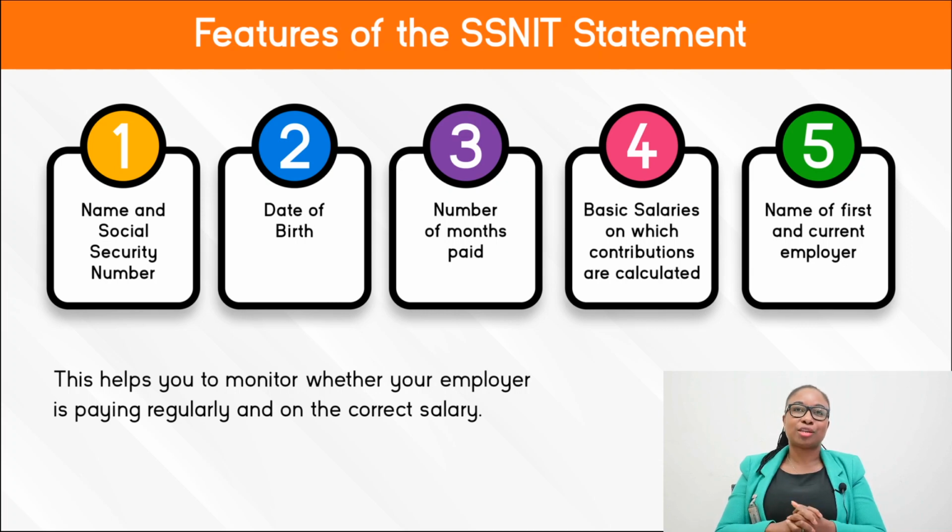These are some features you should look out for anytime you check your statement or you print your statement from any SSNIT office. First of all, look out for your name and your SSNIT number. Again, look out for your date of birth. Again, look out for the number of months you have contributed. Also, you would find the basic salaries on which contributions were calculated on the statement. And finally, you'd find the name of your first employer or previous employer and your current employer.